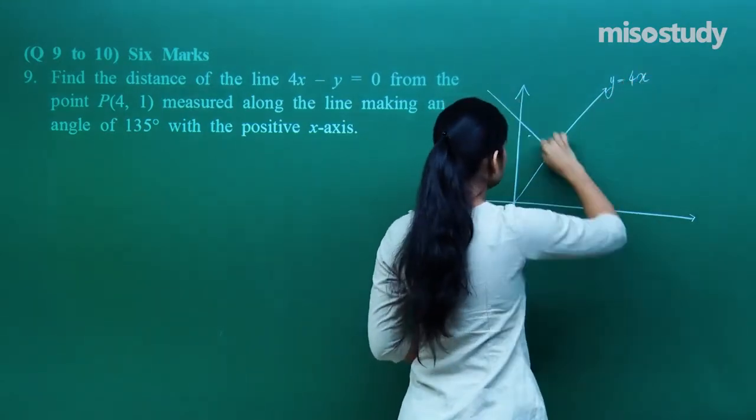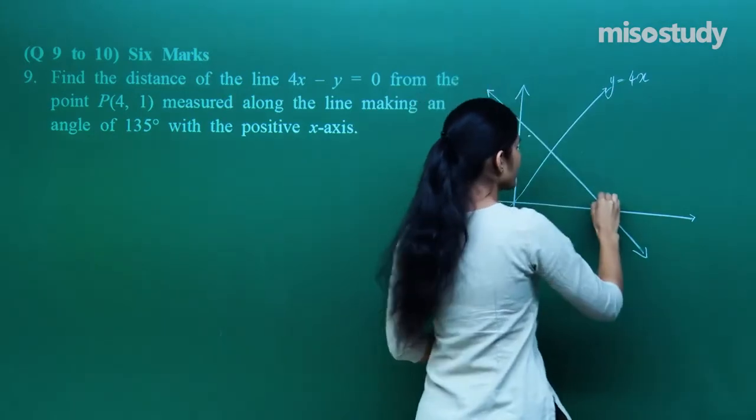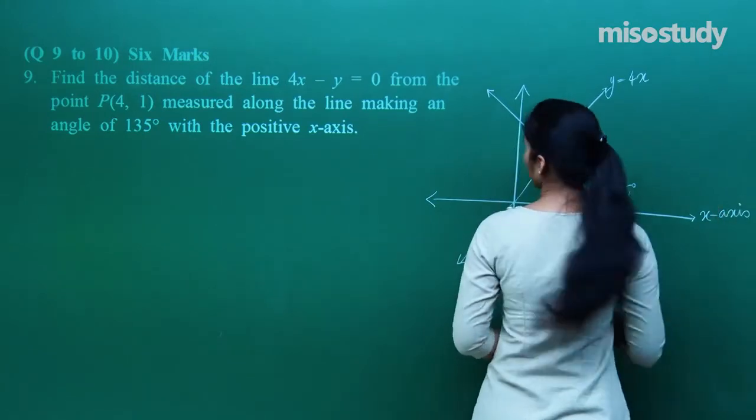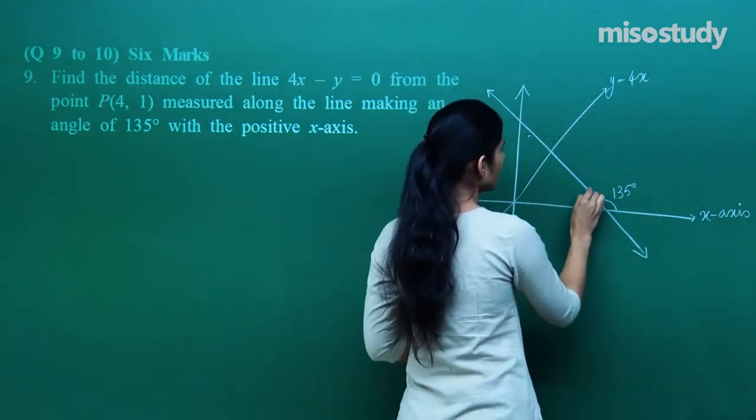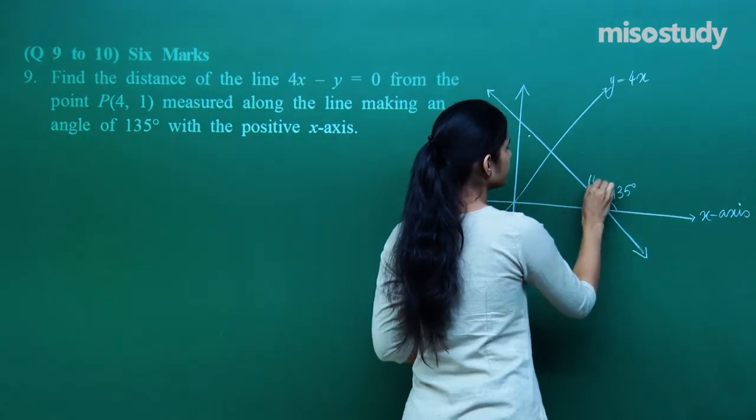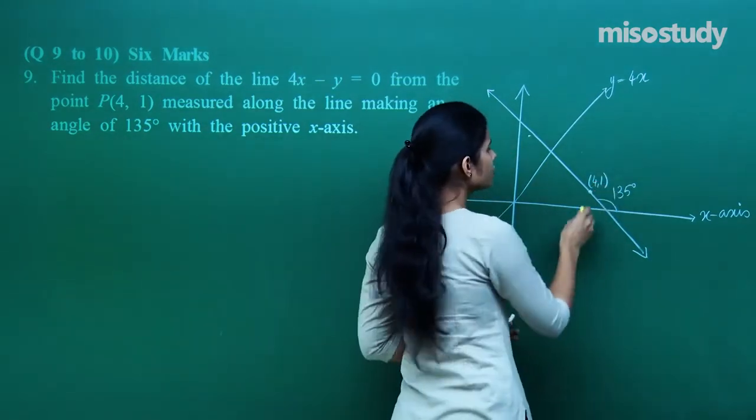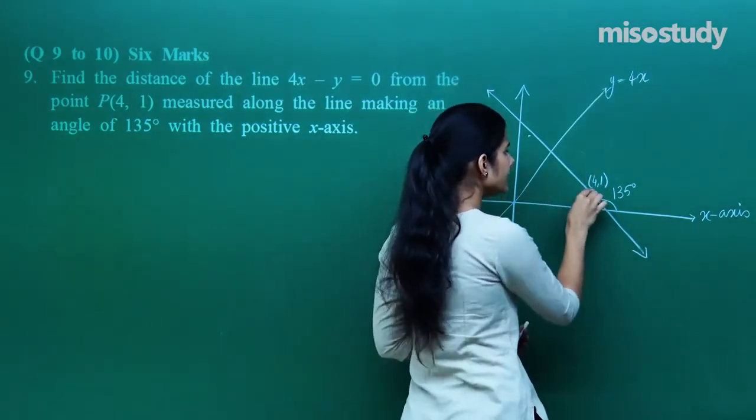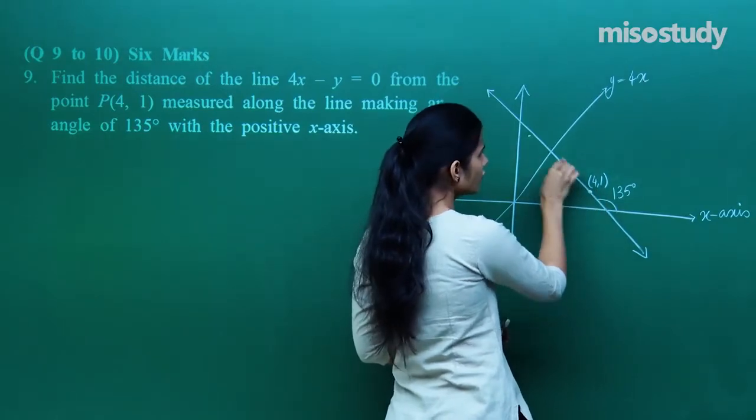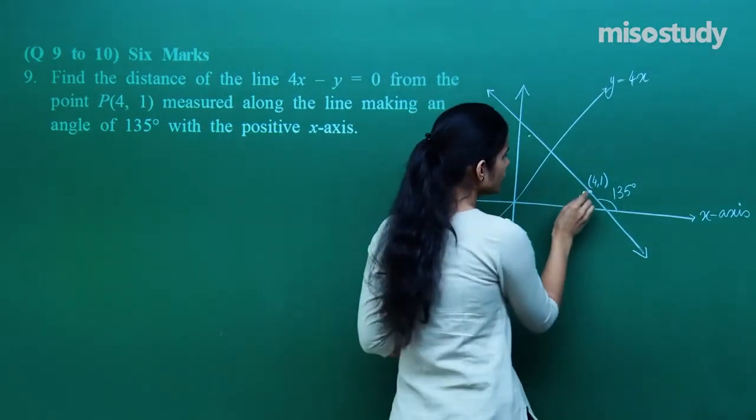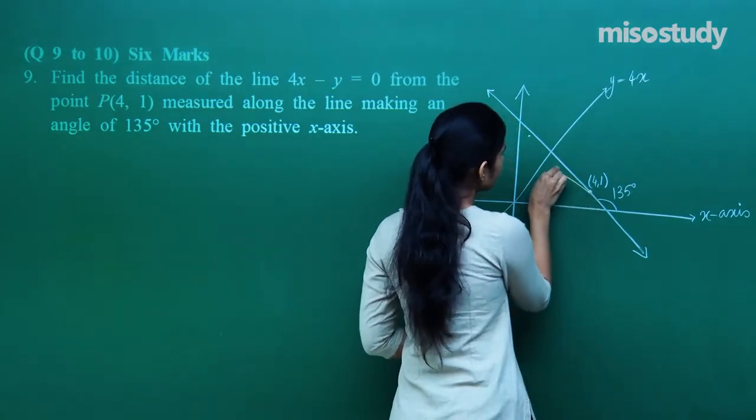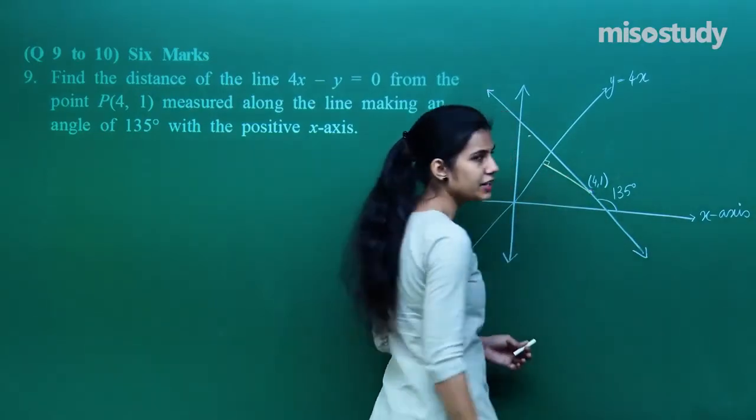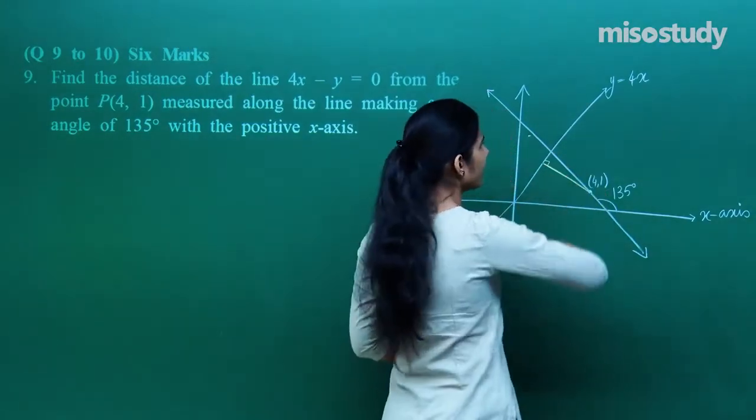Now there is another line which is making an angle of 135 degrees with positive direction of x-axis, and there is a point given 4, 1 which is lying along this line. I am being asked to calculate the distance of this point from the line y equals 4x. Now it is not saying just simply to calculate the distance of 4, 1 from y equals 4x. Otherwise what you would have done, you would have dropped a perpendicular and found out the length of this perpendicular. That would have been the perpendicular distance of the point 4, 1 from the line y equals 4x.